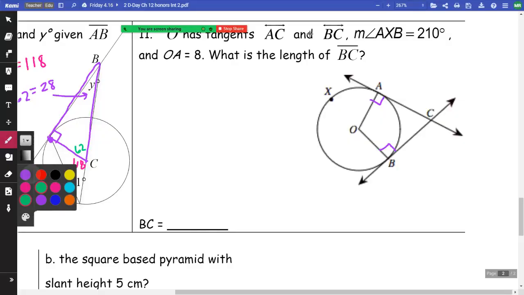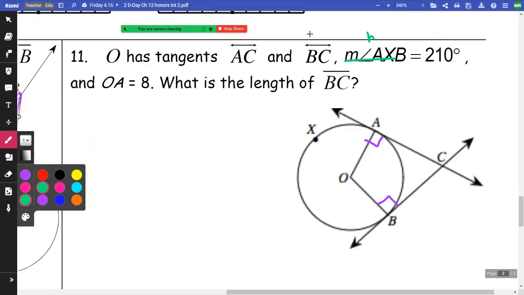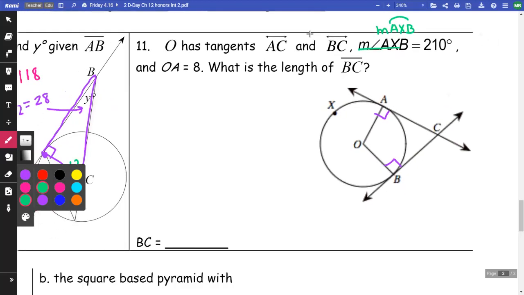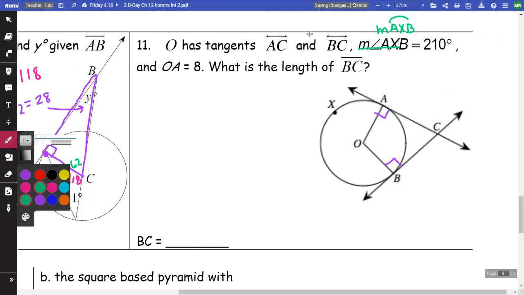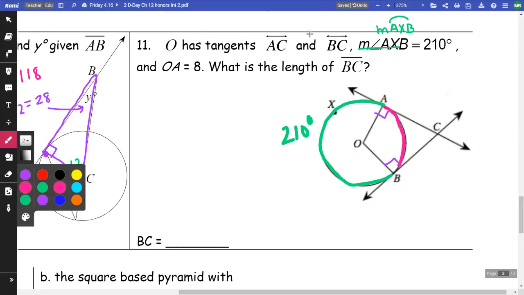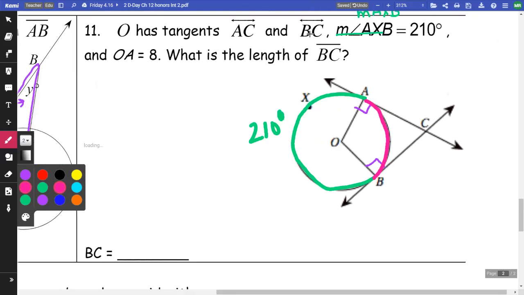Looking at this, I believe this should have been that we want the measure of arc AXB to be 210. So that is going to be right here. AXB going all the way to here is 210 degrees, which means over here on this side, this is going to be the rest of the 360. Let me just draw it right here like this. So that is going to be 150 degrees.